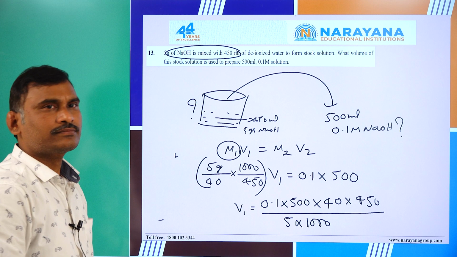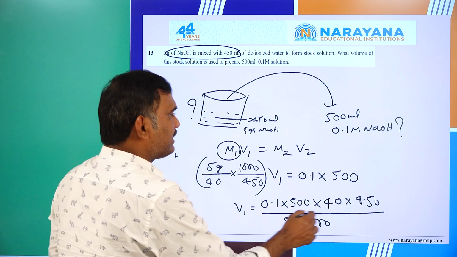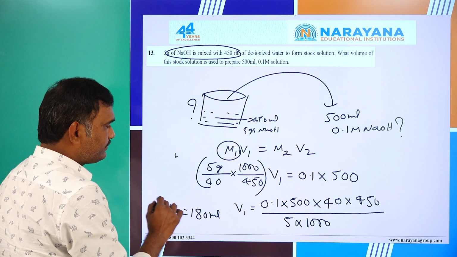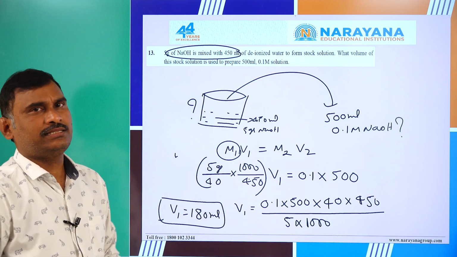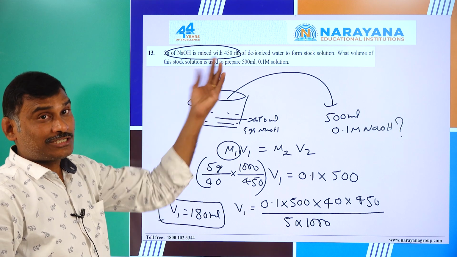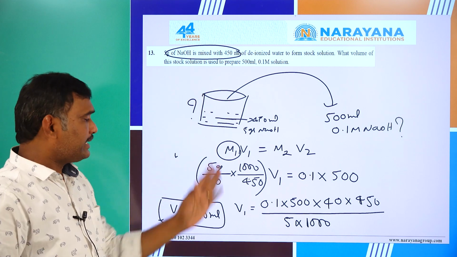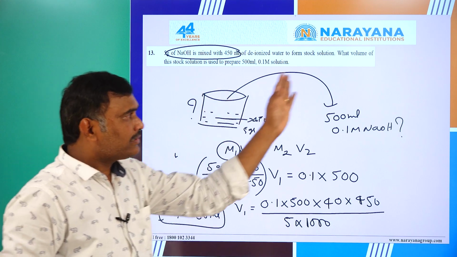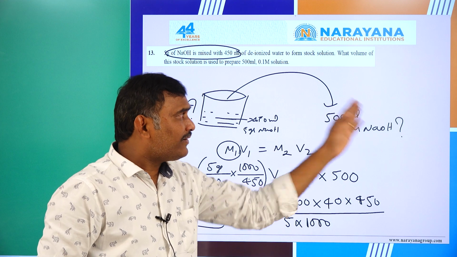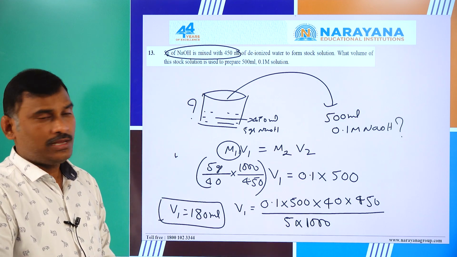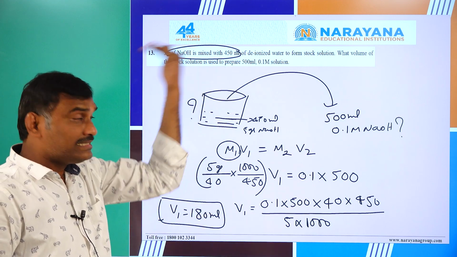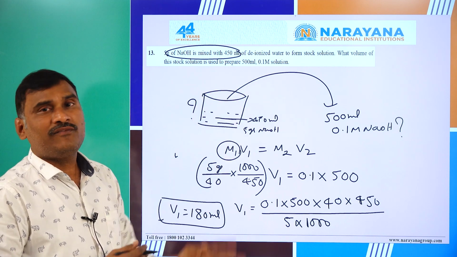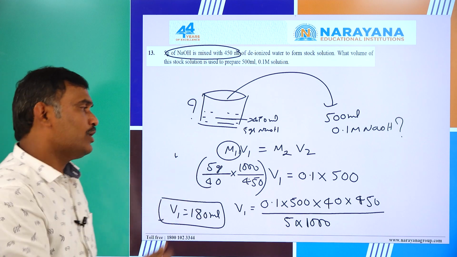Students, simply you can calculate the value. V1 you get 180 ml after doing the calculation. Yes or no? So the stock solution, initially the solution is 180 ml, having the molarity this, while diluting to 500 ml of 0.1 M NaOH. How much volume is required? That is, what is the stock solution volume? That should be 180 ml. After diluting it becomes 500 ml. Understand students? Now go for the next question.